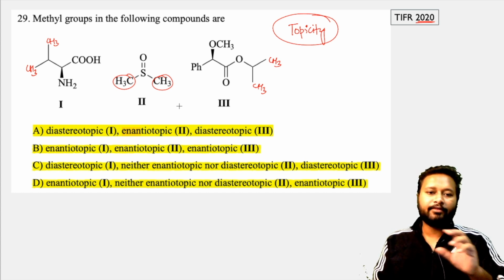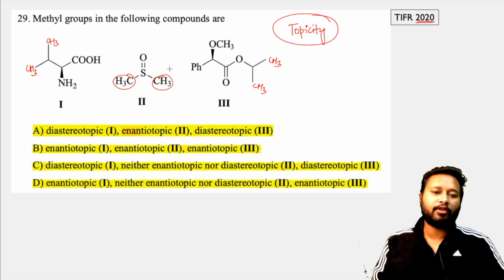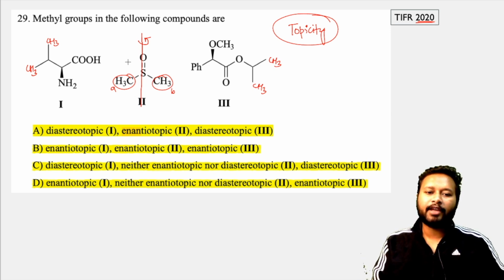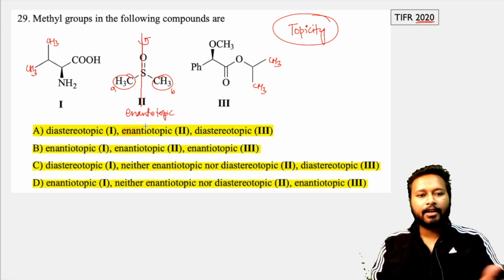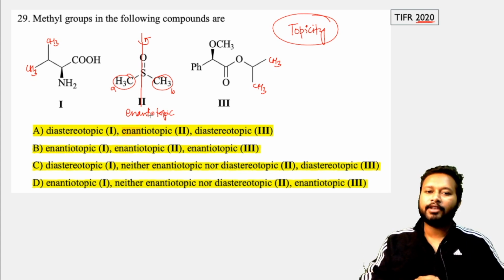Now if these two methyl groups can be interchanged with the help of an axis of rotation, then those groups are called enantiotopic. That is in option 2. You can see that if I rotate, methyl A and methyl B can easily interchange their positions, which makes them enantiotopic. If you cannot do that, they are called diastereotopic. That is the easiest explanation I can give for this question. For detailed understanding, watch that video in detail, where everything has been discussed.